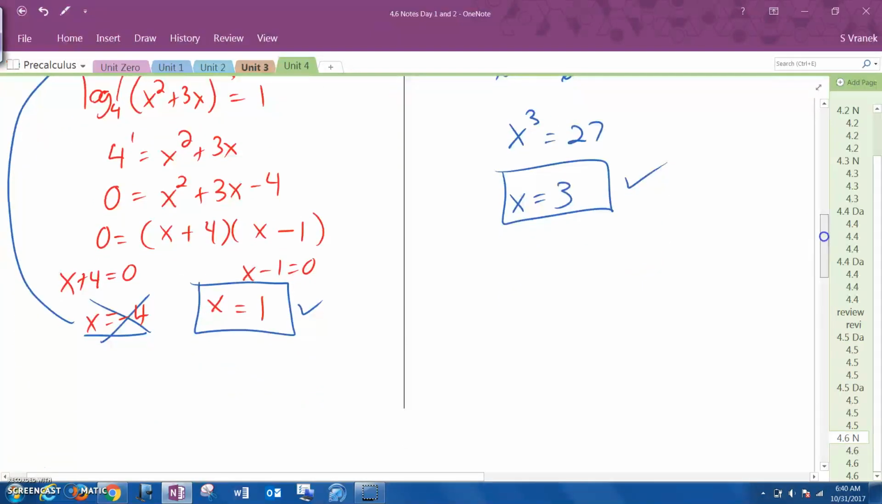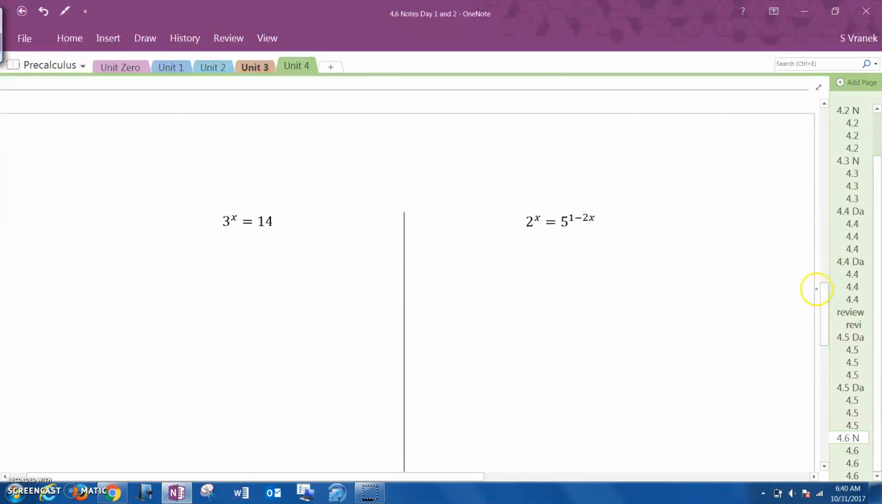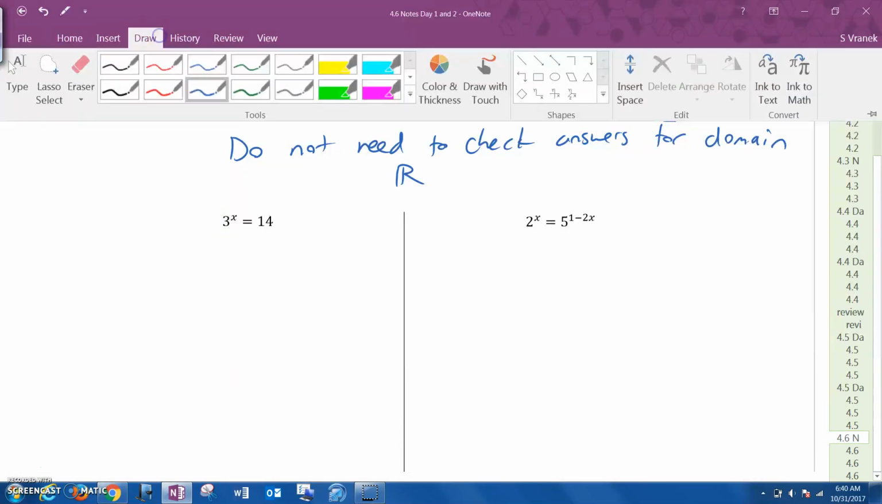Now we're going to do exponential. Now the nice thing about this is you do not need to check answers for domain, because the domain for exponentials is all real numbers always, so there's no restrictions. Alright, so let's take a look at how this works.